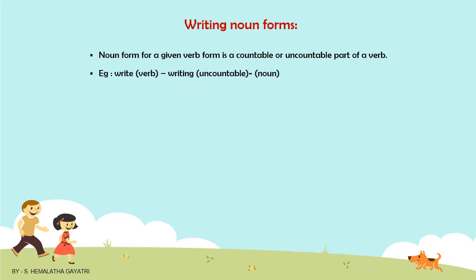Example, write. Write is a verb, which is an action word, which you are doing. But when you have written it already, your written work is called writing, that is uncountable, and it is the noun form for it. Similarly, played, that is a verb form. For that, the noun form is playing. Exploring, it's continuous tense, it's a verb. Exploration is the noun form for it.